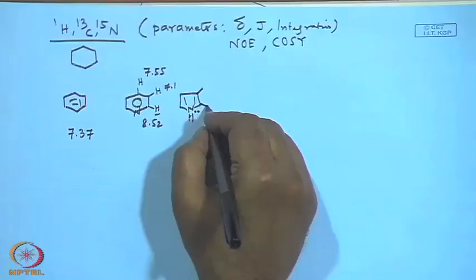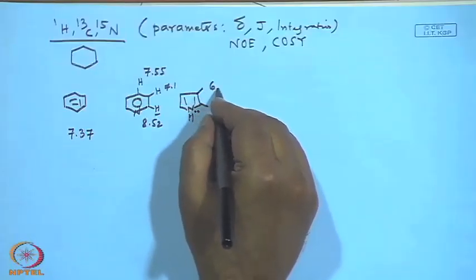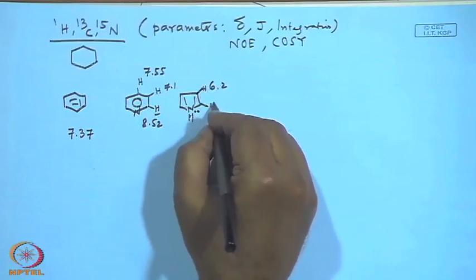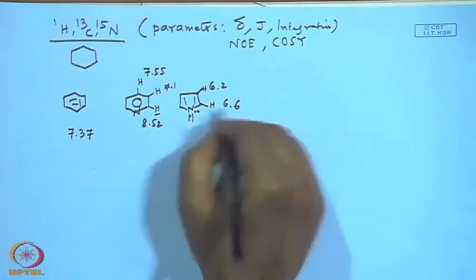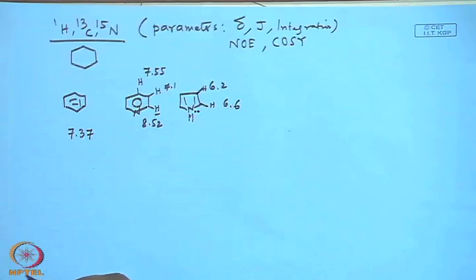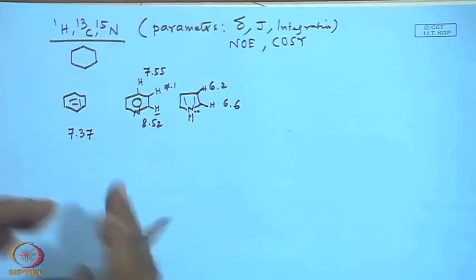What is the reference point? Benzene. So it should be on the right hand side of benzene, and in this case I will find this hydrogen is 6.2 and this hydrogen is 6.6. Okay. So basically your reference point is either benzene or chloroform. If you see something on the right hand side, it is likely to be an azole compound, a 5-membered heterocyclic compound.